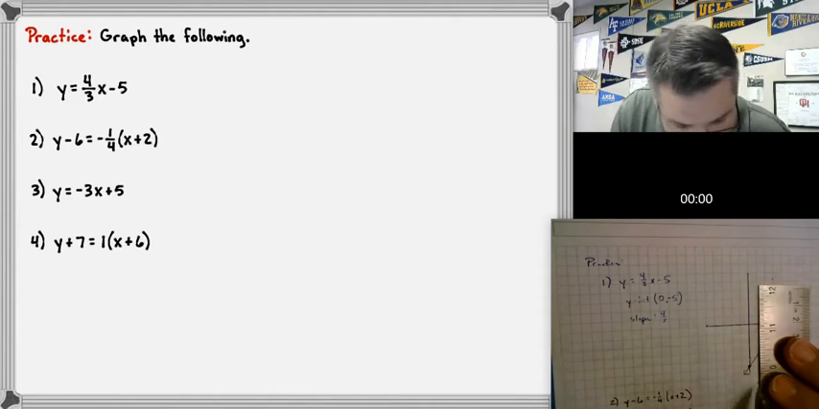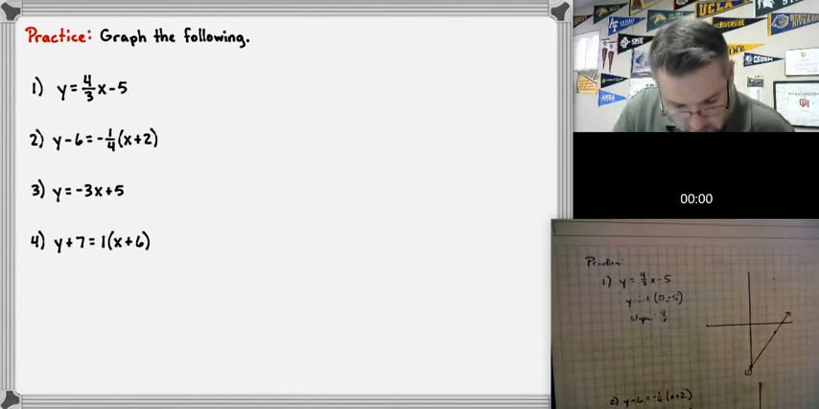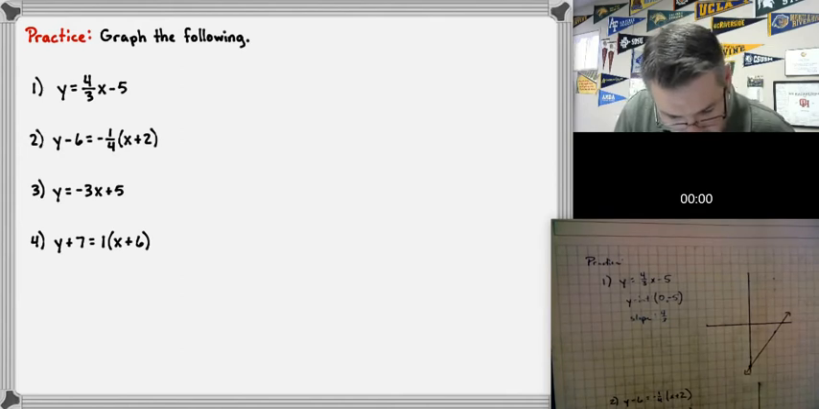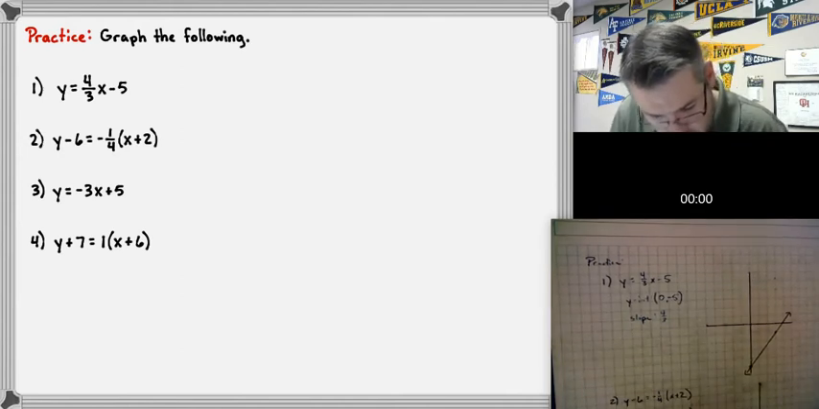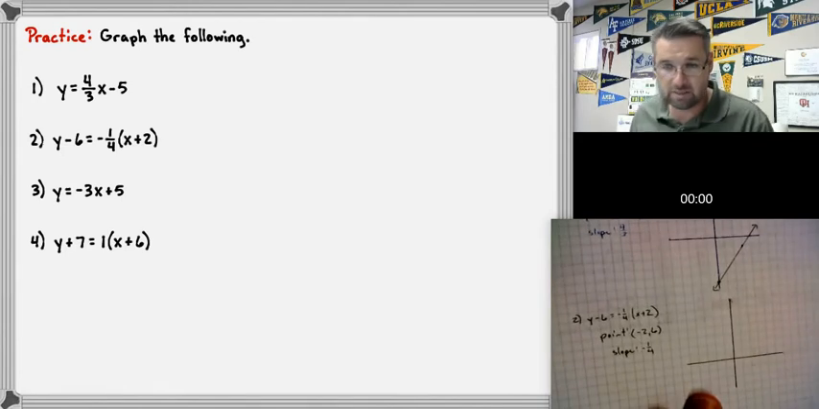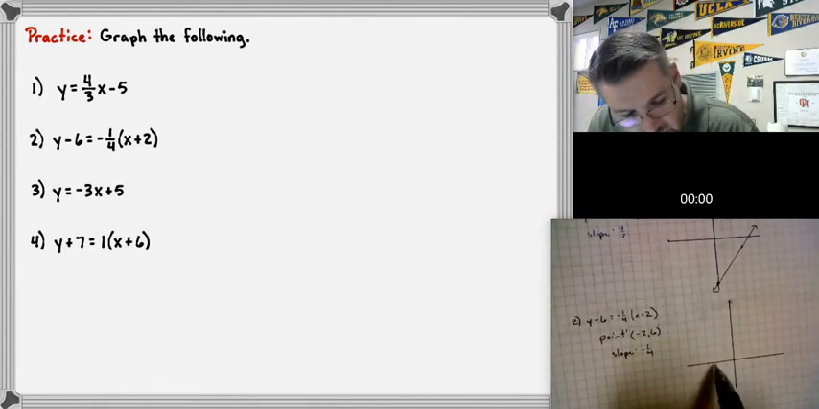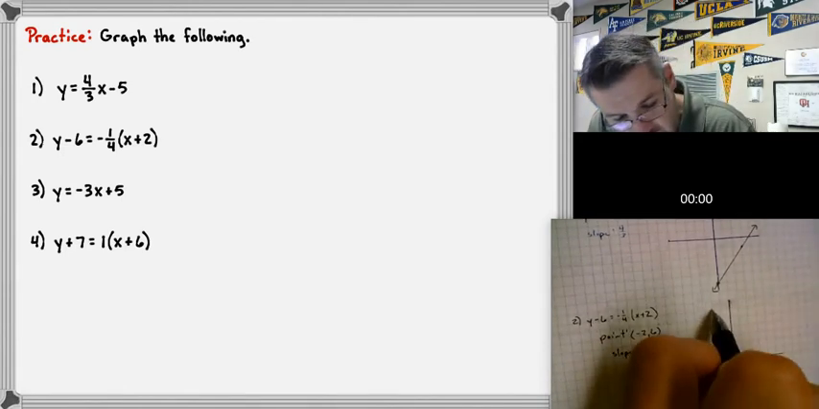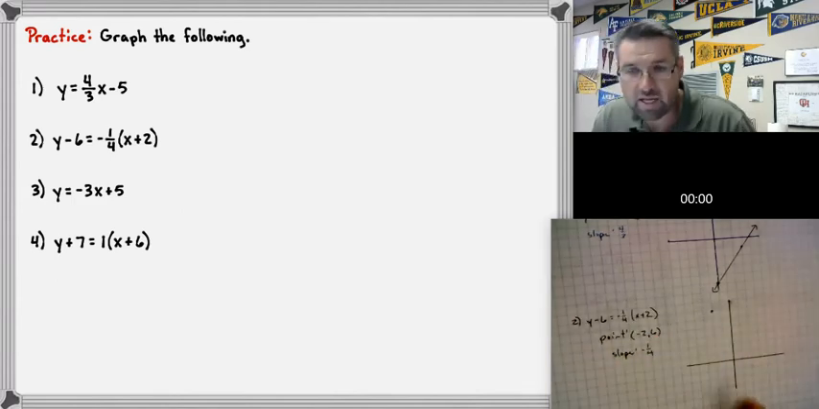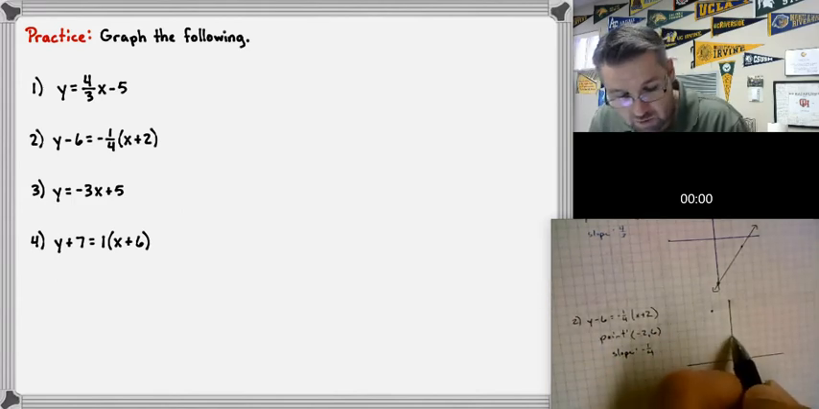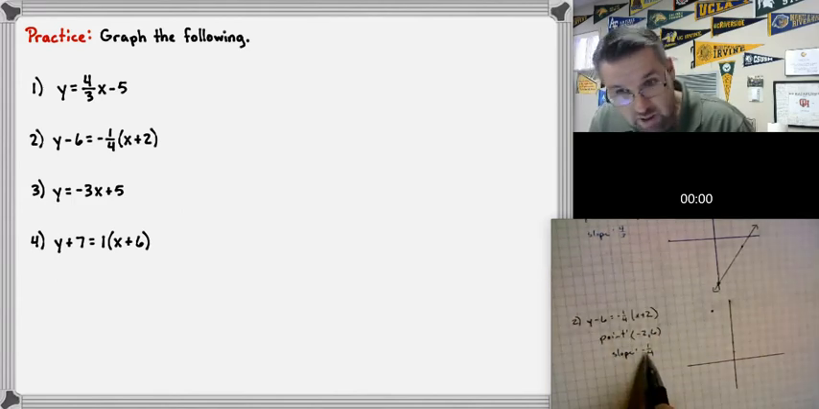What do I got? I got negative 2, 6. I don't have it centered necessarily, because I know I need to start at negative 2 and then up 6. So that's negative 2, 6. And I'm not labeling these. You should probably label them as 1, 2, and so on, but I'm not doing that right now.